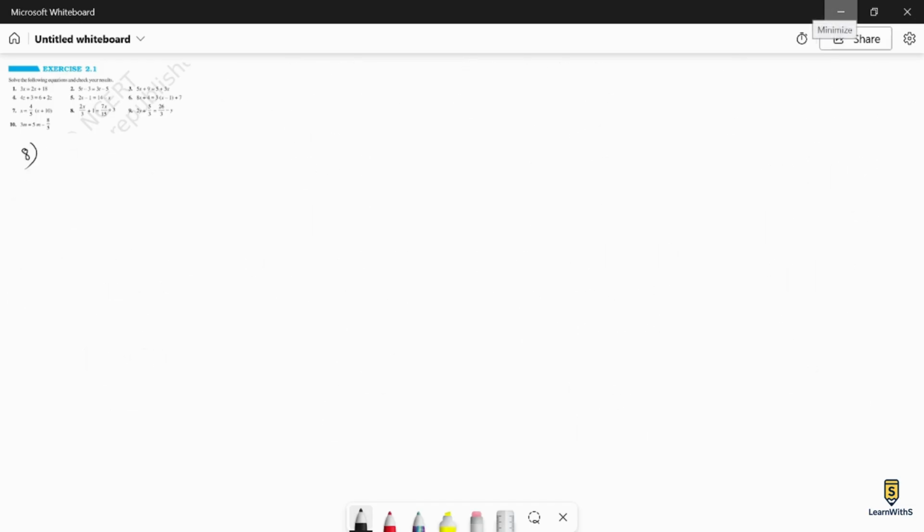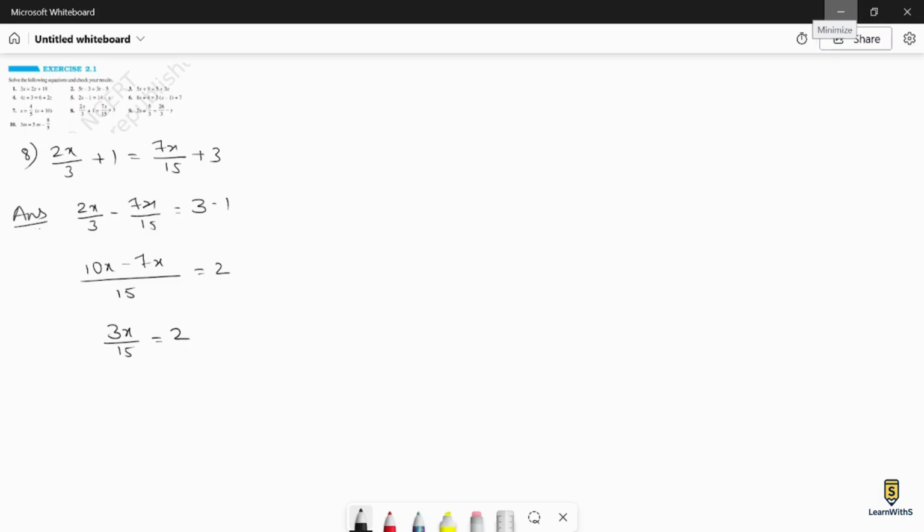Let's move on to the 8th question. 2x by 3 plus 1 is equal to 7x by 15 plus 3. Now, as we know, variables to one side, constants to the other. So 2x by 3 minus 7x by 15 is equal to 3 minus 1. Now, LCM of 3 and 15 is 15. So 10x minus 7x is equal to 2. 3x by 15 is equal to 2. x is equal to 2 into 5 and x is equal to 10.